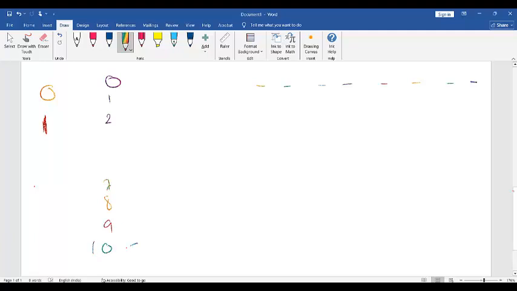This number is not a fresh number. Why? It uses this 2 here, so that is not a fresh number. Decimal has got only 0 to 9, totally 10. That's why we call this decimal.